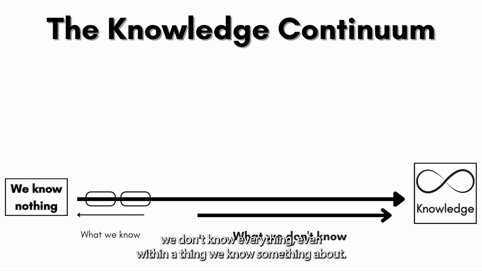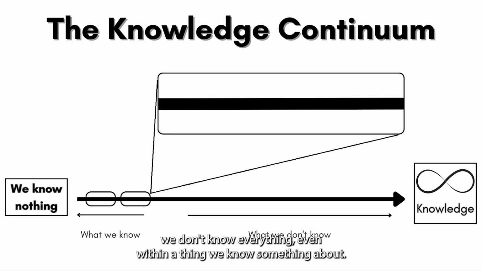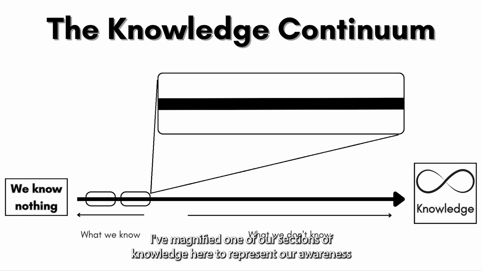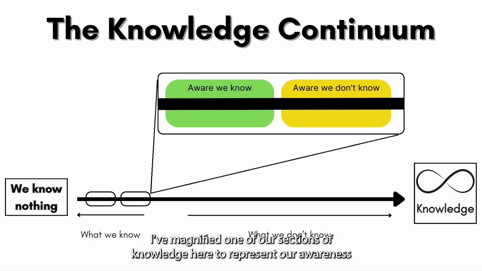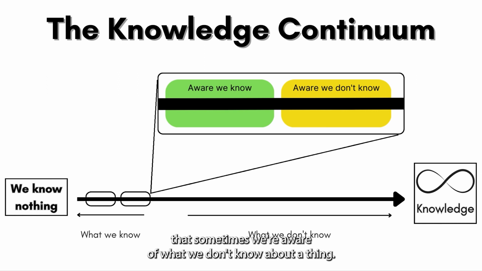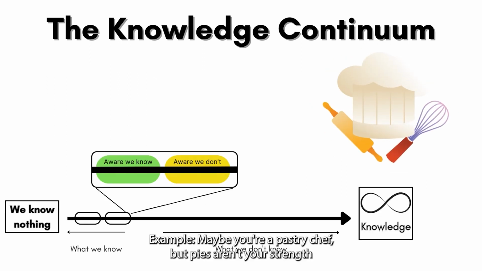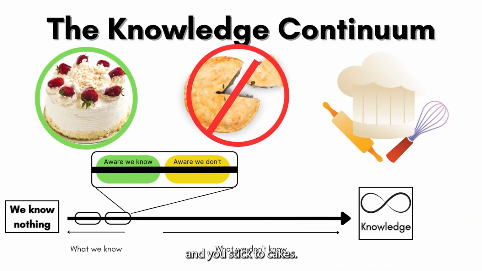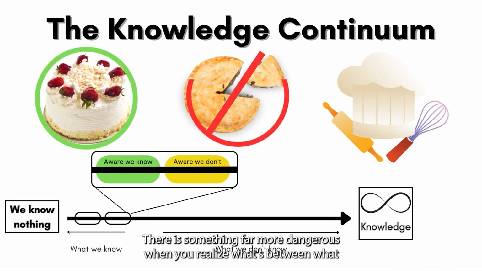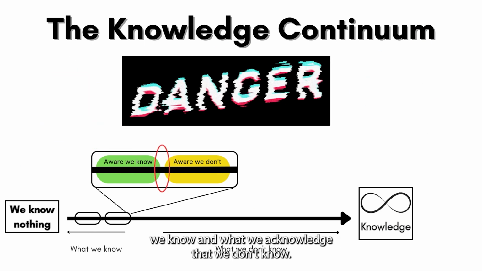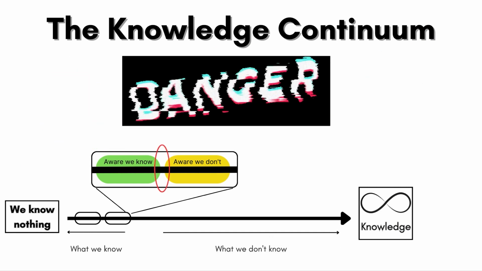Sometimes, we're aware we don't know everything, even within a thing we know something about. I've magnified one of our sections of knowledge here to represent our awareness that sometimes we're aware of what we don't know about a thing. Example, maybe you're a pastry chef, but pies aren't your strength and you stick to cakes. We're still safe here. There is something far more dangerous when you realize what's between what we know and what we acknowledge that we don't know.